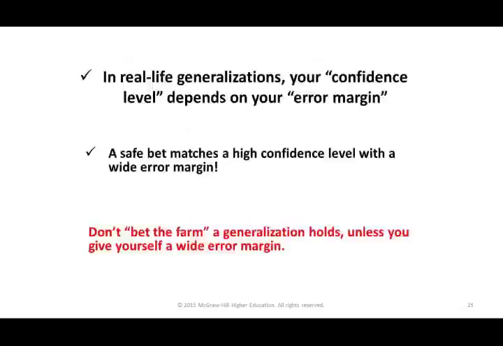In real life generalizations, your confidence level depends on your margin of error. So a safe bet matches a high confidence level with a wide margin of error. That is, if you're really confident, give yourself a big target. If you've got a small target, back off your confidence level, okay? Don't bet the farm that a generalization holds unless you give yourself a wide margin of error. Don't have a high degree of confidence unless you have a high margin of error. All right, hopefully that illuminated some of what you read and worked through from scientific generalizing from a sample.